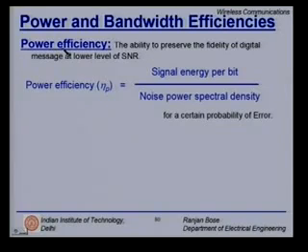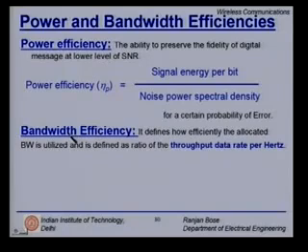Power efficiency is defined as the ability to preserve the fidelity of digital message over low level SNRs and is defined as eta subscript p, power efficiency, as signal energy per bit divided by noise power spectral density. This is defined for a certain probability of error. So, if you change the probability of error, say from 10 raised to the power minus 5 to 10 raised to the power minus 7, the power efficiency will change because your numerator will change. In textbooks, sometimes this is also termed as energy efficiency, but we will maintain it as power efficiency.